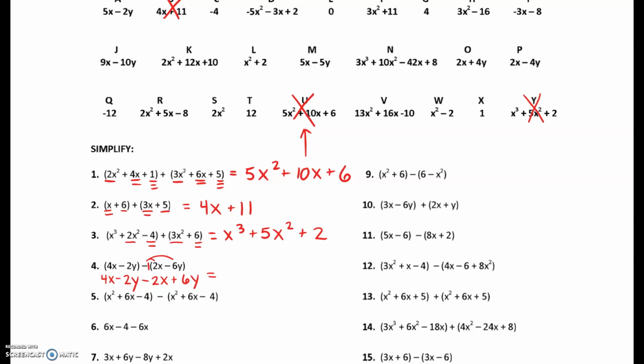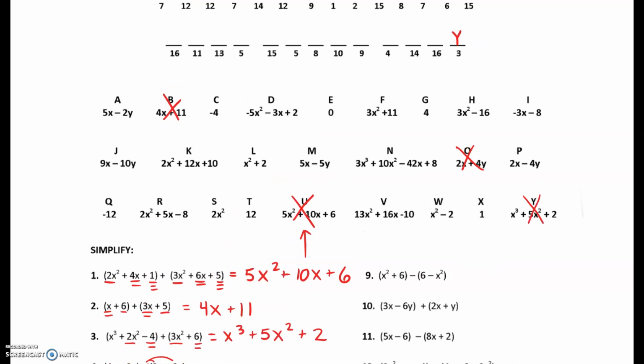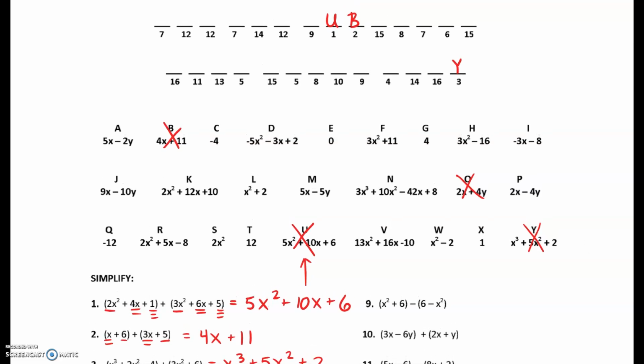Now when I combine my like terms, I will take 4x minus 2x, which would give me a +2x, and -2y plus 6y would give me a +4y. If you notice, that solution is under the letter O, so anywhere you see a number 4, we will fill in the letter O.